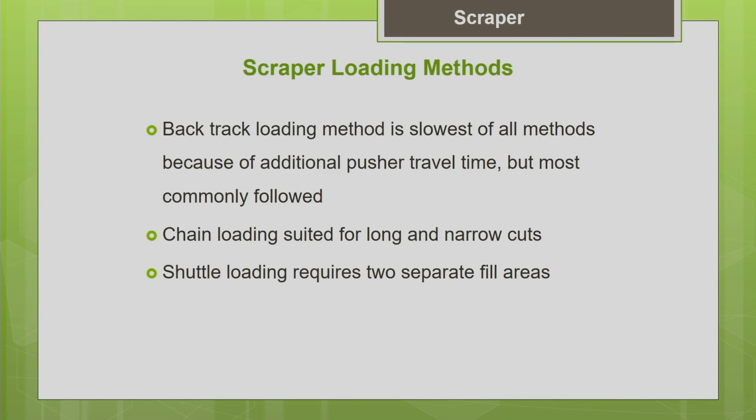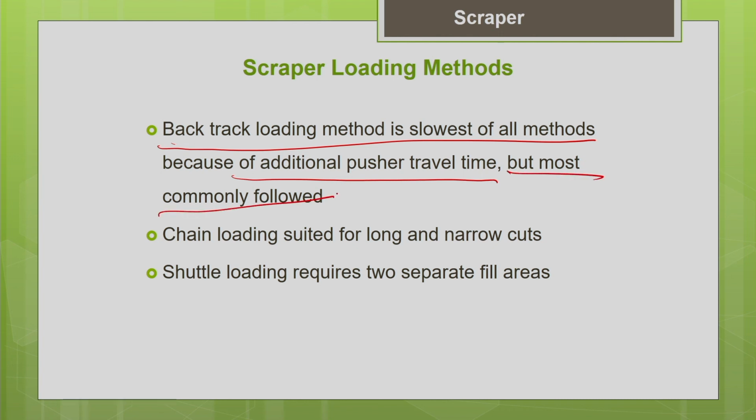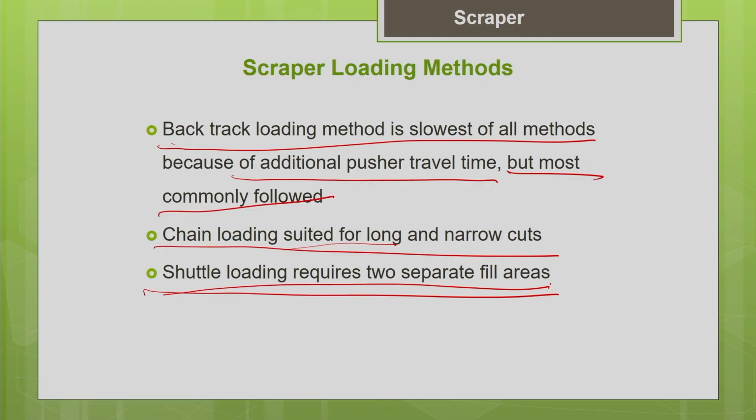So let me now summarize. Backtrack loading method is the slowest of all the methods because of the additional pusher travel time for backtracking or returning, but it is most commonly followed because people prefer cutting in the same direction. Chain loading is suited for long and narrow cuts; here the return time is reduced. Shuttle loading requires two separate fill areas in both the directions, so you can see scrapers moving in both the directions. This also has a shorter cycle time, but it is not the one which is commonly followed.